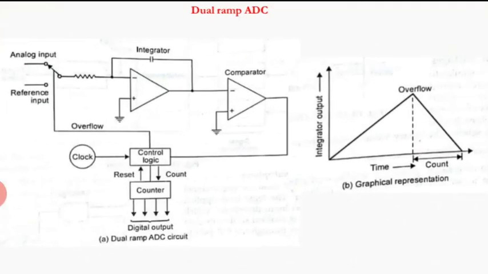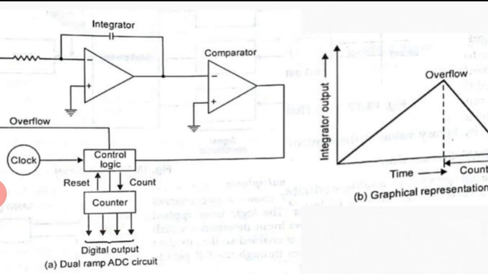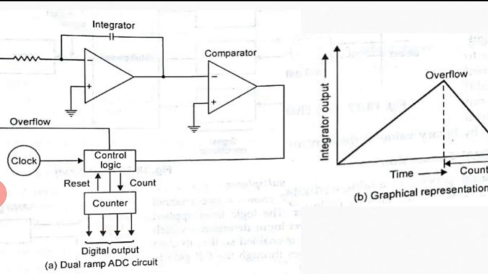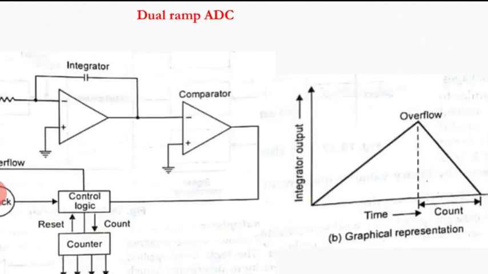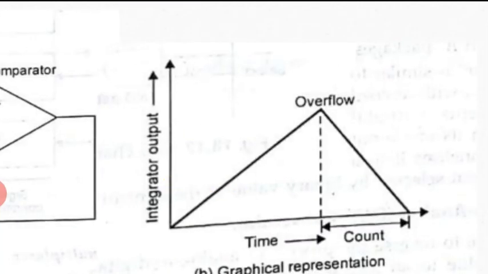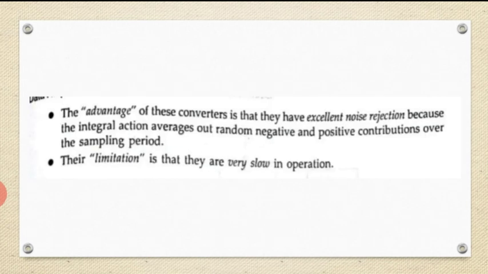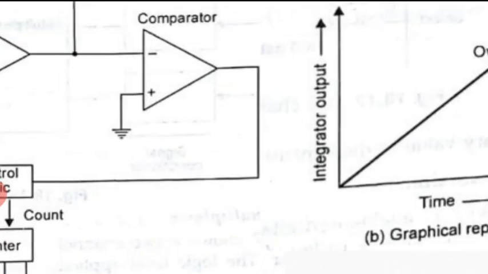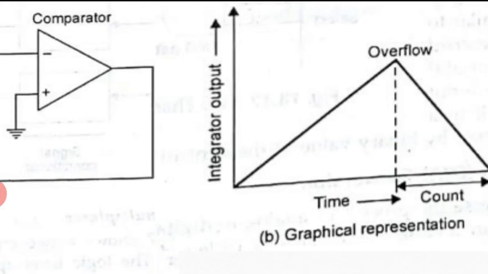The integrator ramps from 0 up to its peak, and the voltage is integrated for a fixed sample time. I repeat, here the fixed voltage is integrated from 0 to the peak for a fixed sample time.